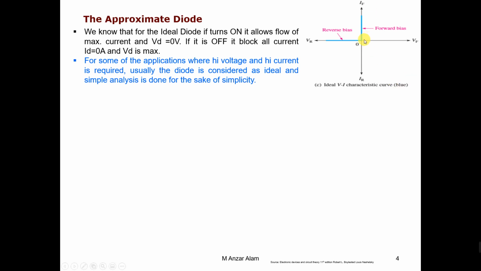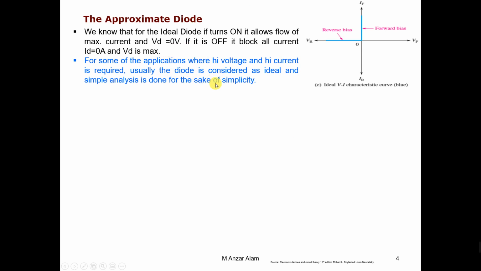it means the 0.7, that is the barrier voltage, is negligible here. So although the diode has a barrier voltage, if the diode is going to be applied in a circuit where the supply voltage is more than 100 volt or 1000 volt, then the consideration of this 0.7 volt is negligible. So we ignore this 0.7 volt barrier voltage.